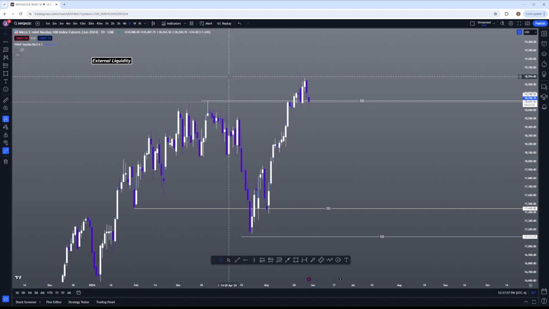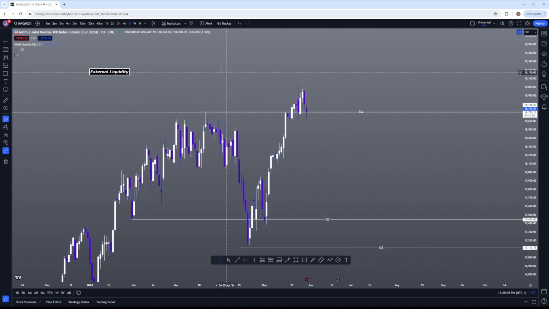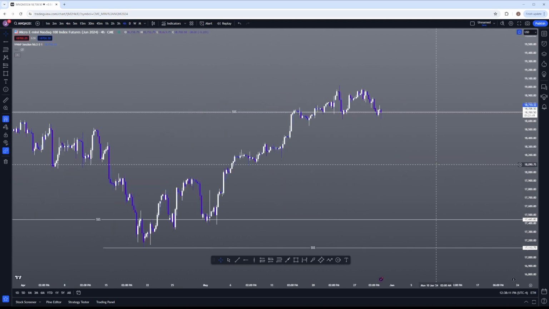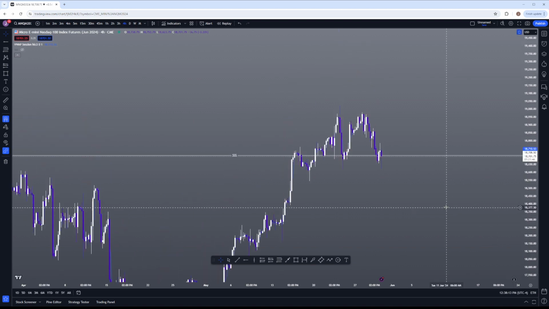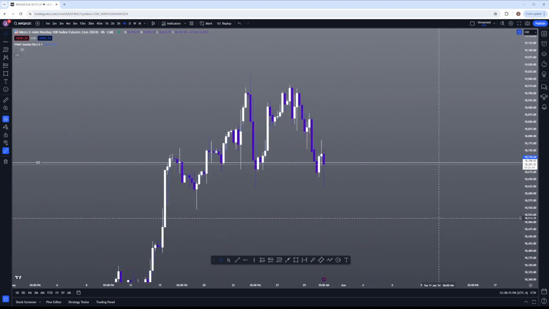So then what we have to do is start going down into a smaller time frame and figuring out what's our internal draw on liquidity, what's our intraday bias, right? And that's going to most of the time align with our external draw on liquidity. So we go down to a 4-hour. I'm still looking at the 4-hour as external levels because this is still a higher time frame.